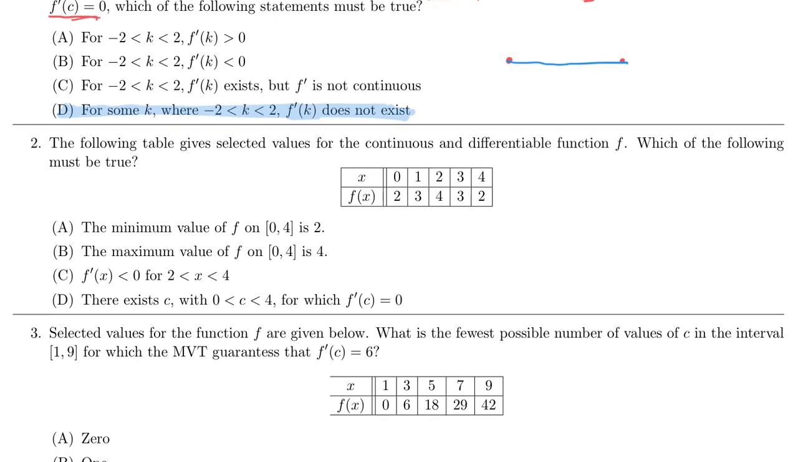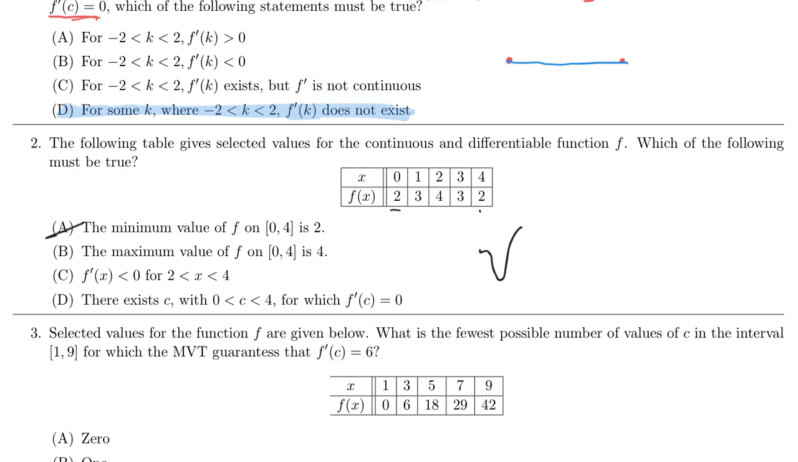All right, the following table gives selected values for the continuous and differentiable function. Which of the following must be true? A, the minimum value of f is 2. We see 2 is the smallest value in the table, but we don't know what's happening in between 0 and 1. It could go down farther before it goes back up to 3. So A is out.